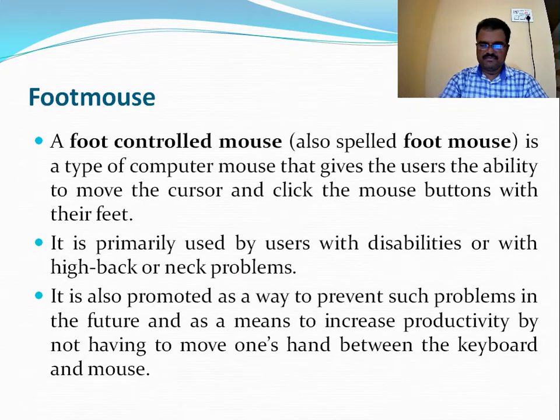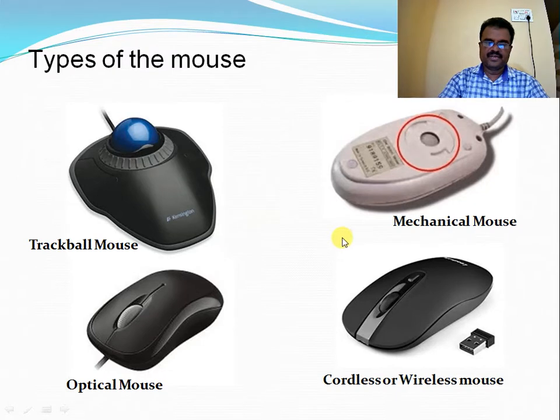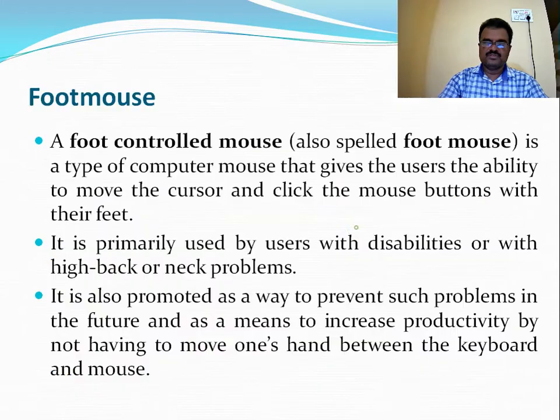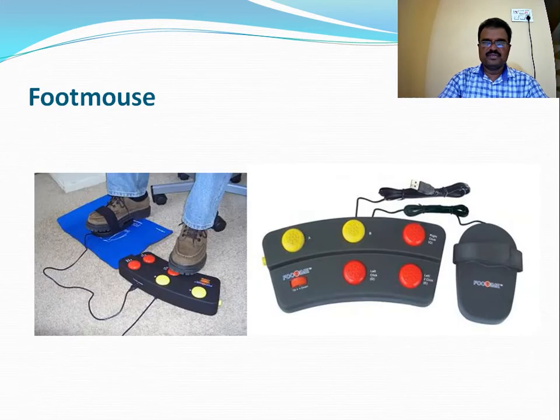So generally, if we are using handheld mouses, we have to move the hands between keyboard and mouse. Whenever we want to type, we have to move our hand to type on the keyboard, and whenever we want to use the mouse, we have to move our hand again to the mouse. Whereas in this foot mouse, here is an example of a foot mouse, we can move the cursor on the computer screen by using our foot.